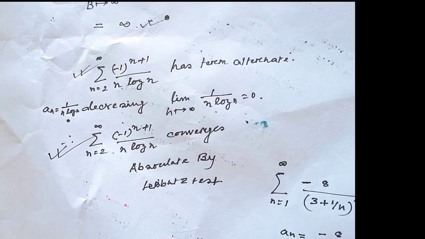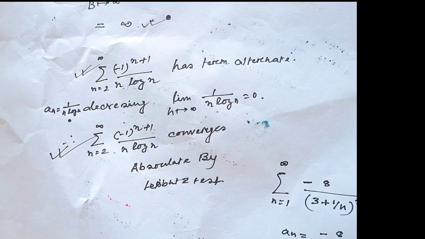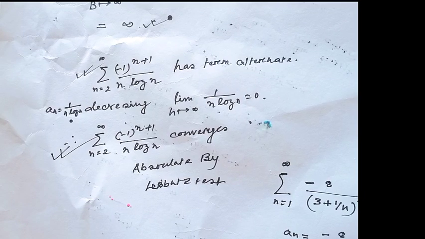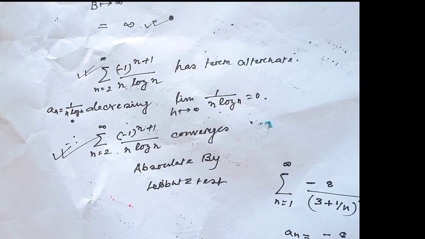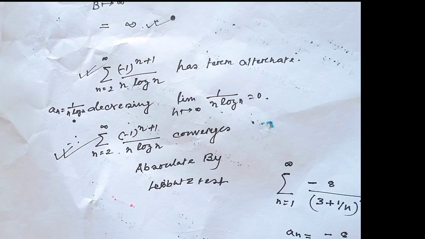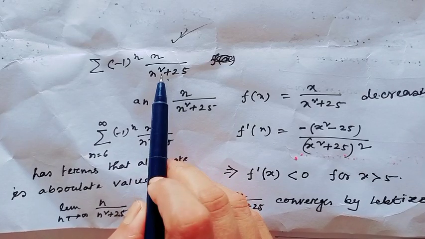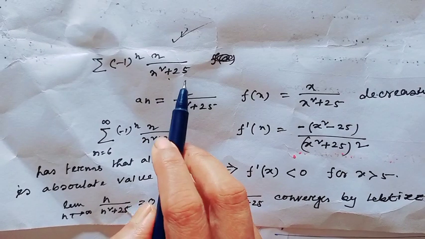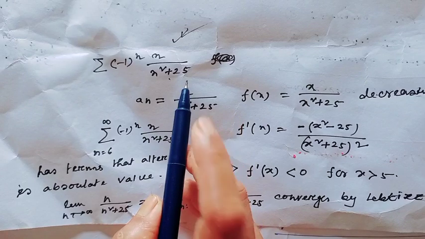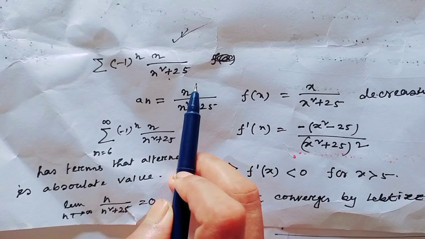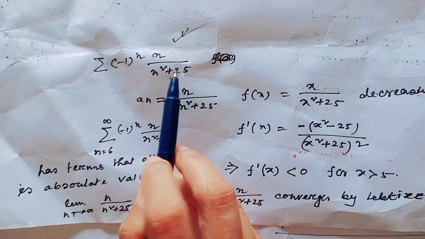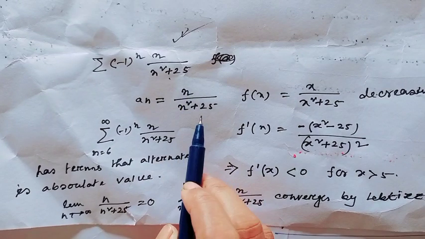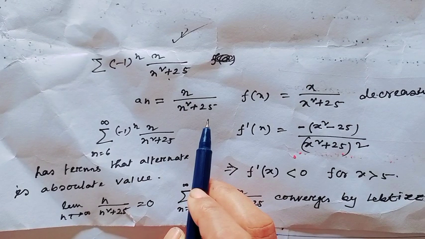Because in my previous video I have defined what the Leibniz test is. Similarly, I will show another example of the Leibniz test. Our next given series is this series. Here also I will apply the Leibniz test. Consider a_n equal to n over n square plus 25.